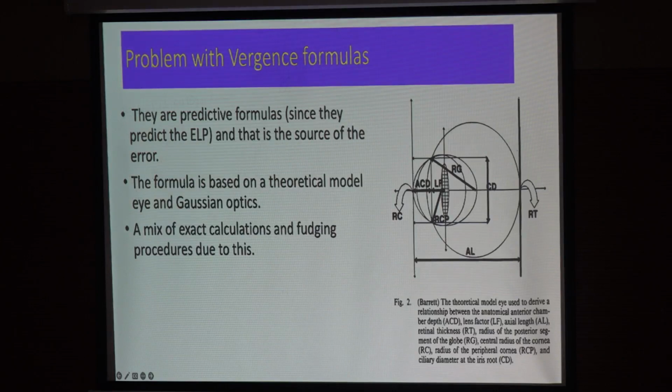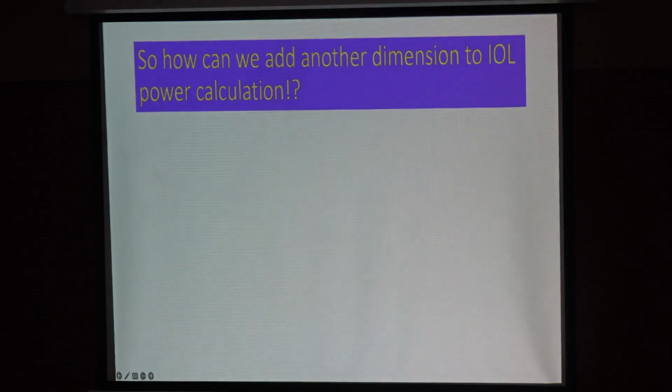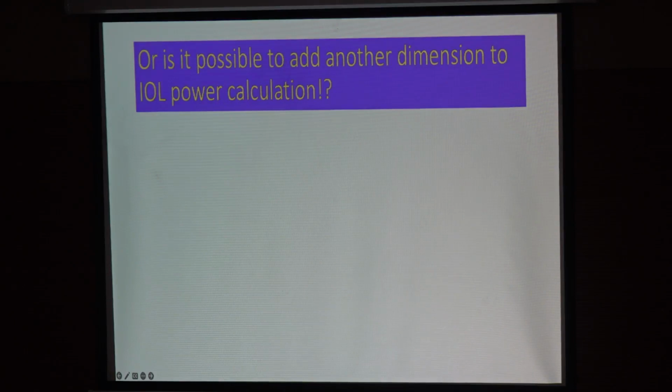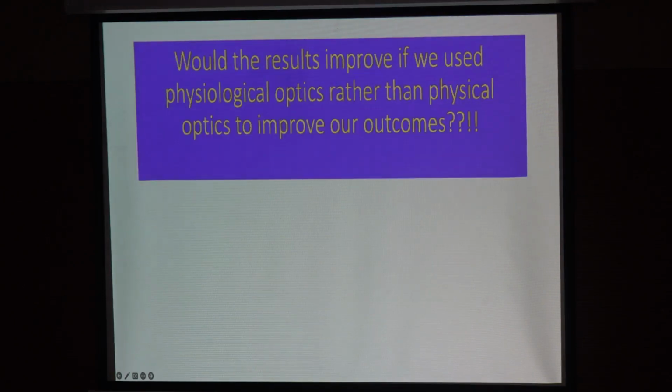Now, what is the problem with Vergence formulas? The problem with Vergence formulas is that they are predictive formulas, and since they also predict the effective lens position, therefore there can be a source of error. And because it's based on a theoretical model, there are fudge factors in getting to the real IOL power, right? So, how can we add another dimension to intraocular lens power calculation, or is it really possible for us to do so?